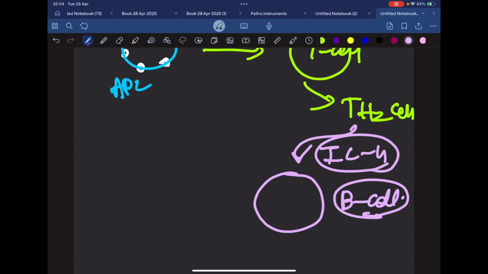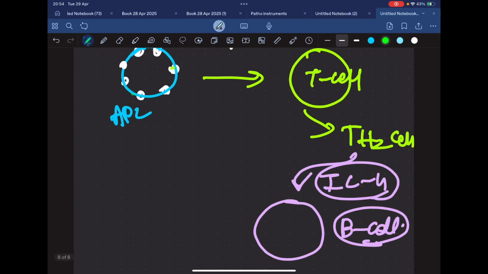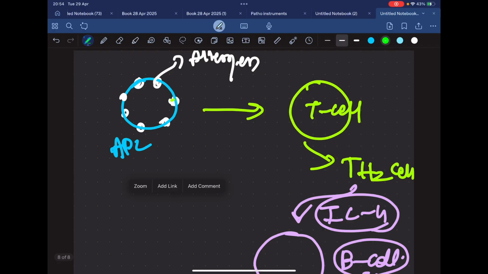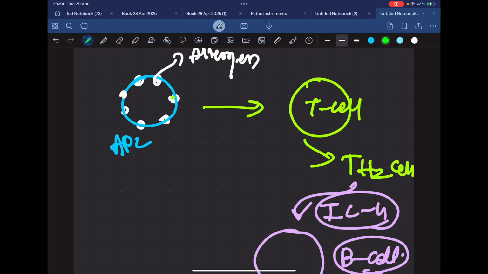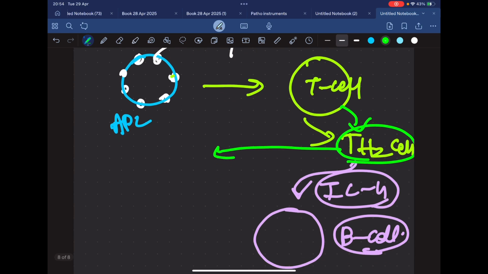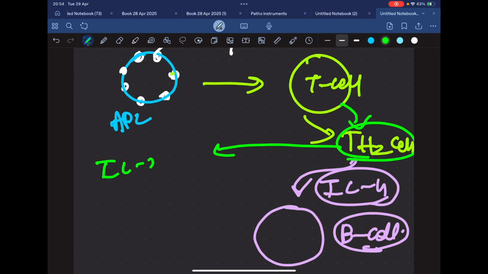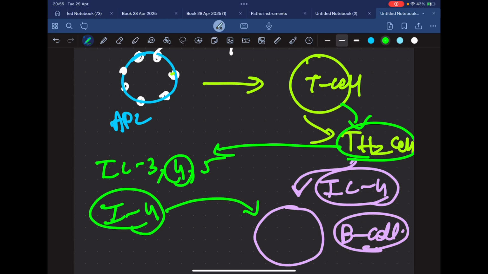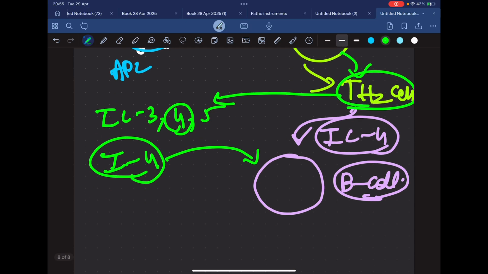So the T helper 2 cell, what is happening here is that the APC, which has the allergen on its surface, is going to present it to the T cell and activate it, and it differentiates into a T helper 2 cell. The differentiated T helper 2 cell is going to secrete interleukin 3, 4, 5, of which interleukin 4 is important. The interleukin 4 is going to activate the B cell.